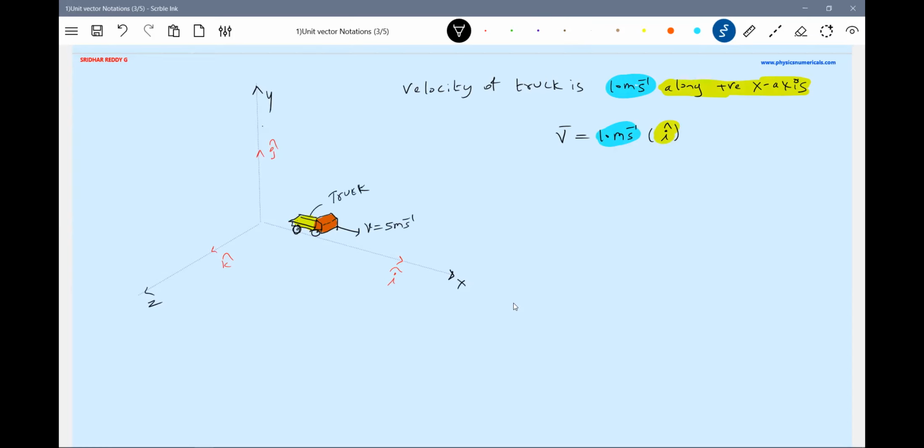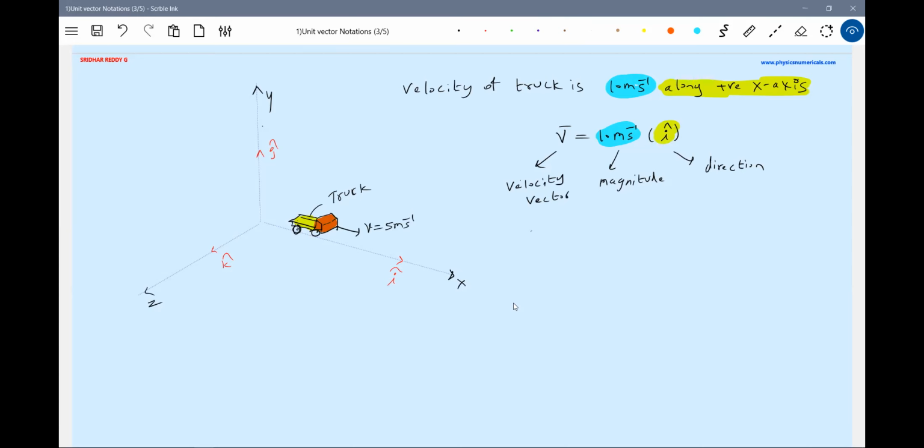Okay, got it, no? This is the basic idea. This will indicate magnitude. This indicates direction, and this is the velocity vector. Okay, able to understand now? And now why i cap? Because a unit vector directed along positive x-axis should be indicated by i cap. If the truck were moving along y-axis, then I would have written j cap. If the truck were moving along z-axis, it would have been k cap here.